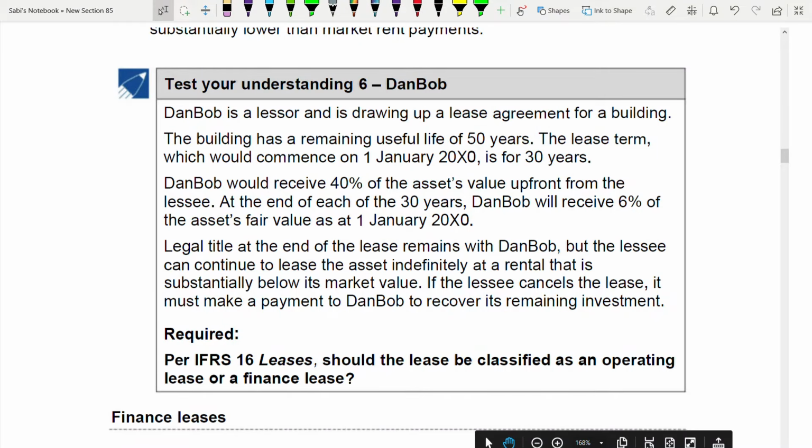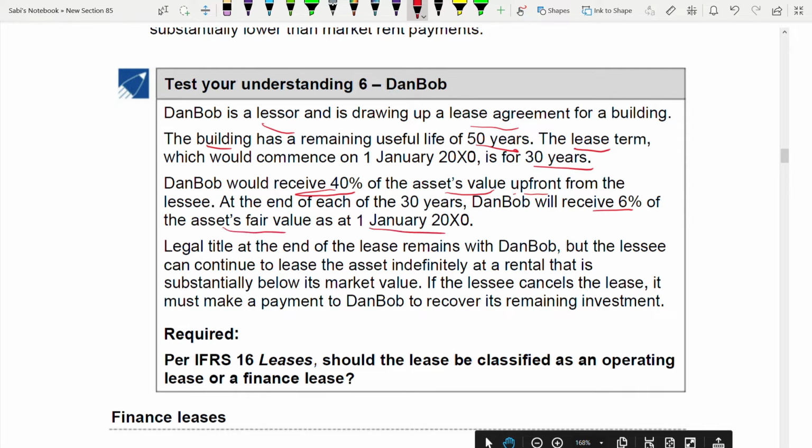Test your understanding 6, Dan Bob. Okay, so Dan Bob is a lessor and he has drawn a lease agreement for a building. The building has a useful life of 50 years, and the lease term is 30 years. Dan Bob, the lessor, will receive 40% of the asset's value upfront from the lessee, and will receive 6% of the asset's fair value at this date.